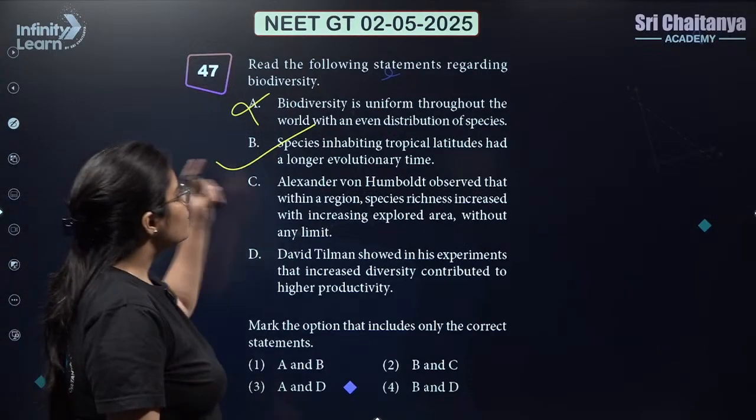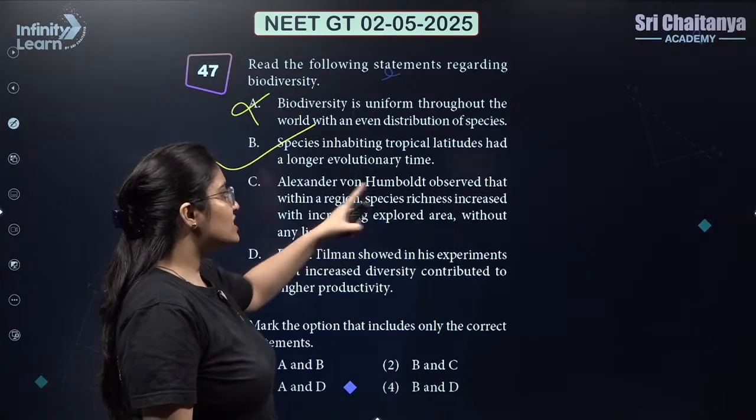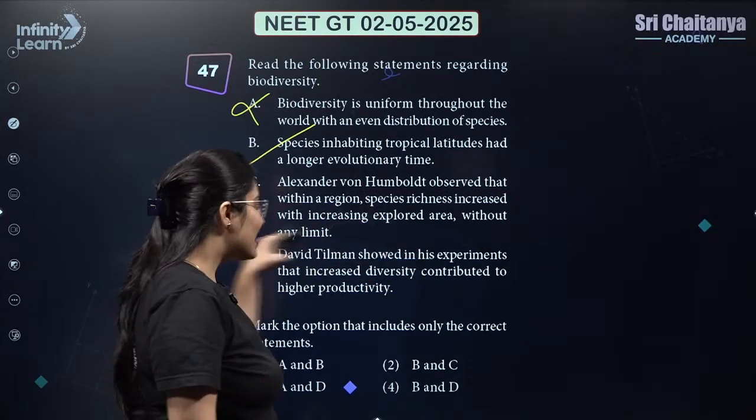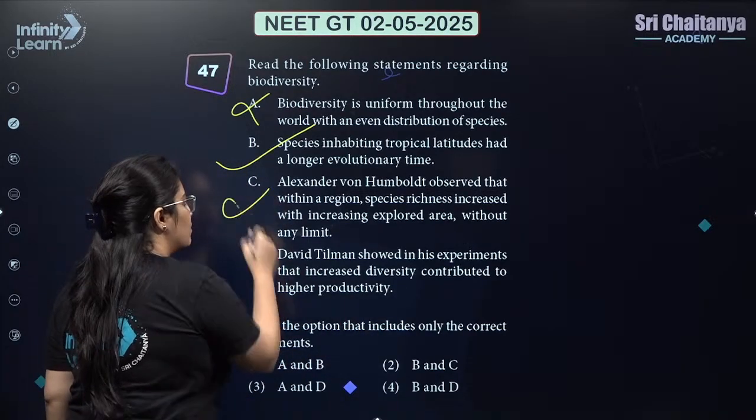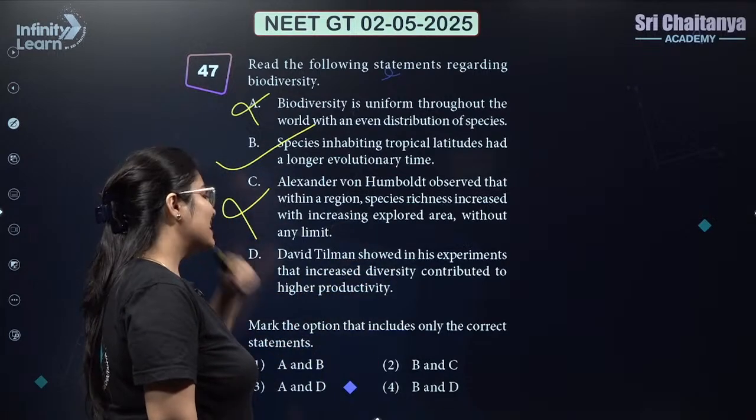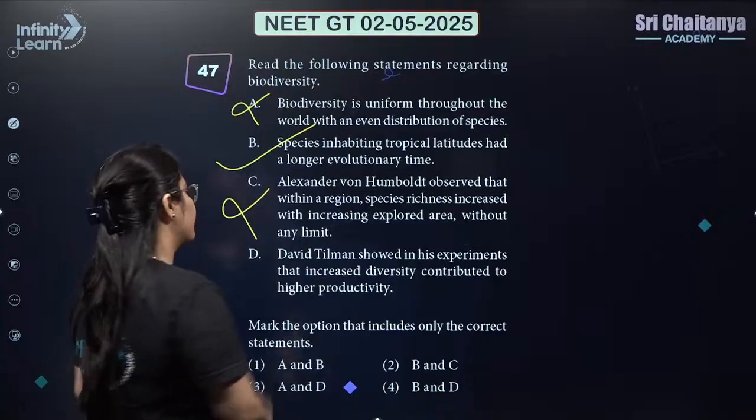Next, Alexander von Humboldt observed that within a region, species richness increased with increasing explored area without any limit. No, after a certain region, it won't be that effective. Wrong. David Tilman showed in his experiments that increased diversity contributed to higher productivity. This is in fact correct.